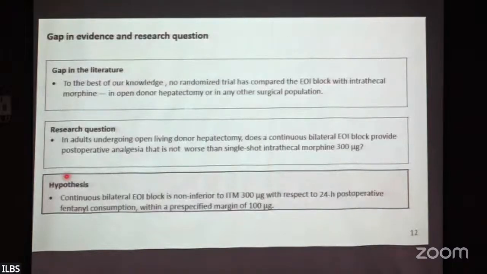So, the gap in evidence and the research question. Gap in the literature: to the best of our knowledge, no randomized trial has compared the EOI block with intrathecal morphine in open donor hepatectomy or in any surgical population. So the research question is, in adults undergoing open living donor hepatectomy, does a continuous bilateral EOI block provide postoperative analgesia that is not worse than single-shot intrathecal morphine of 300 micrograms? The hypothesis is that continuous bilateral EOI block is non-inferior to intrathecal morphine with respect to 24-hour fentanyl consumption, with a pre-specified margin of 100 micrograms.